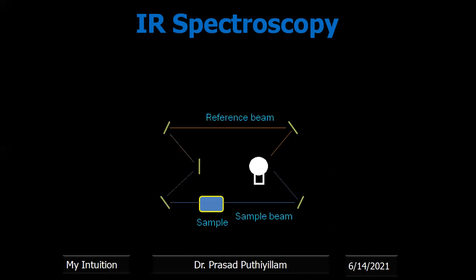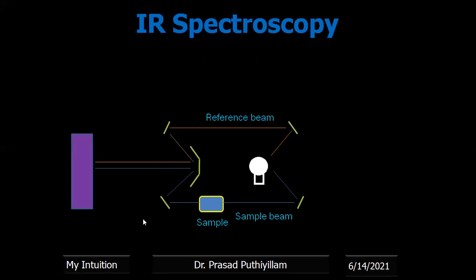Then, using a different mirror arrangement, both the beams, the reference beam as well as the beam which passes through the sample, are brought together. The sample will absorb some of the IR radiation, and some of the IR radiation it will transmit. Based on that, a monochromator, usually a rotating monochromator, will allow different wavelengths.